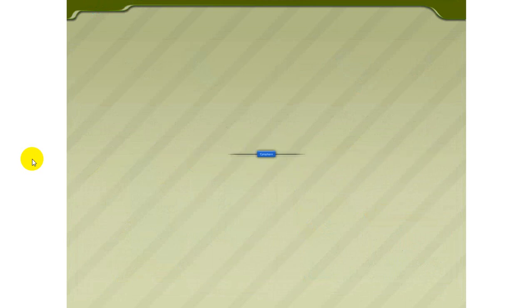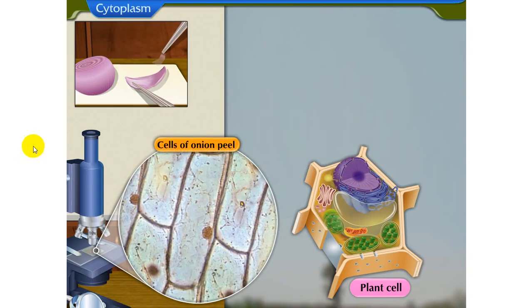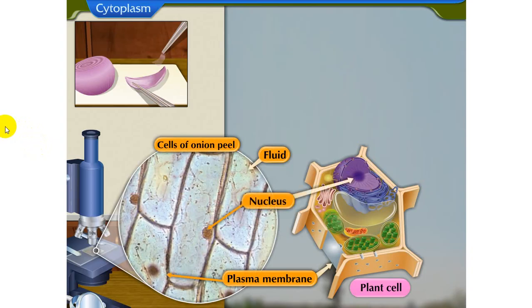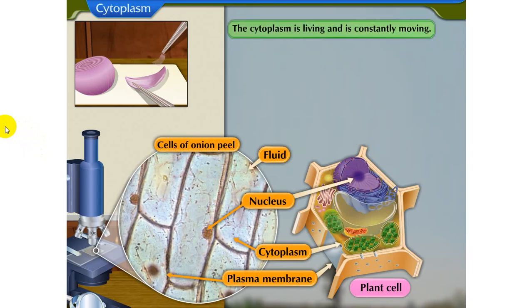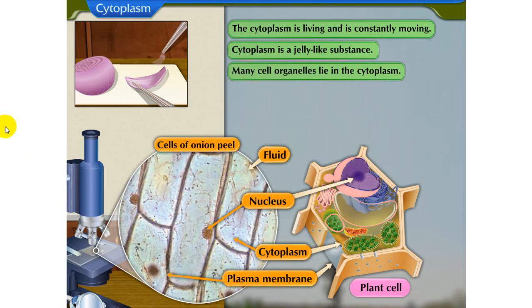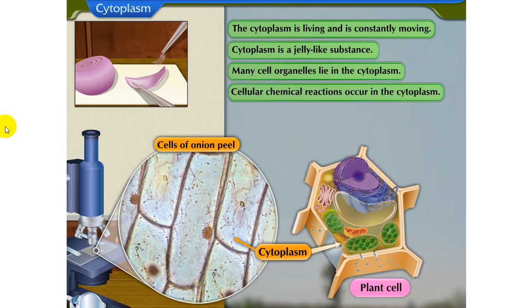Cytoplasm. When we observe the cells of onion peel, the cells are flat. They are full of fluid which lies between the plasma membrane and nucleus. This fluid matrix is called cytoplasm. The cytoplasm is living and is constantly moving. It is a jelly-like substance. Many cell organelles lie in the cytoplasm. Cellular chemical reactions occur in the cytoplasm.